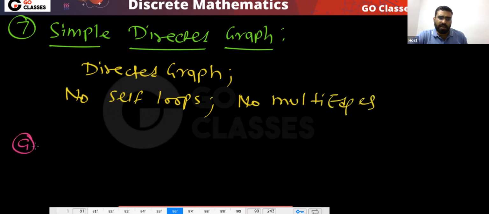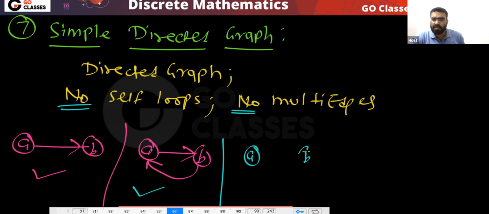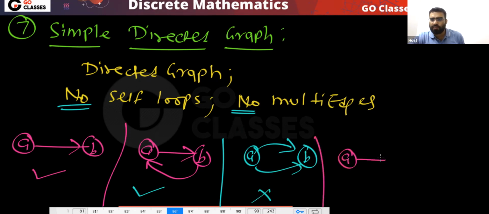So tell me, is this a directed simple graph? Yes. Now you tell me, is this graph directed simple? Yes, because these are not multi edges. I told you these are not multi edges. This is fine, but this is not fine. And also this is not fine.